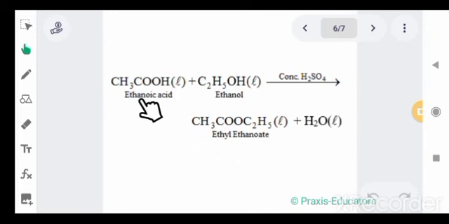So ethanoic acid reacts with ethanol in the presence of tetraoxosulfate(VI) acid to give ethyl ethanoate, an ester, and water only.